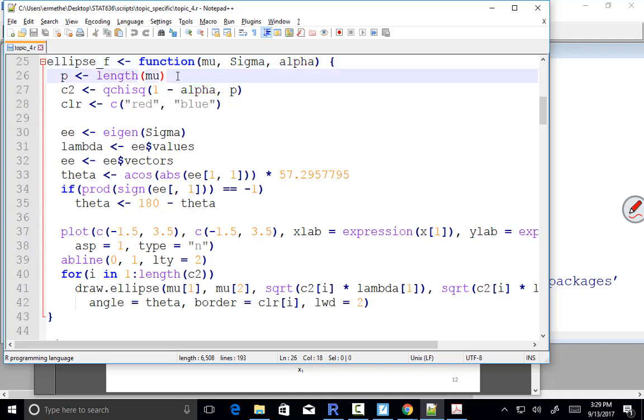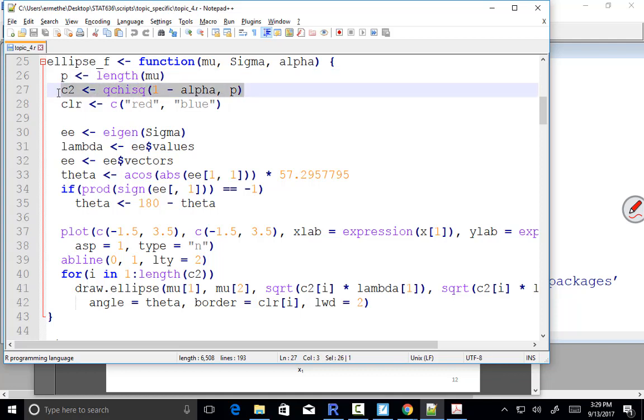So inside my function, I give it mu, a vector, sigma, a p by p matrix, and alpha, a scalar between 0 and 1. I'm going to make sure I know what the dimensions are. I can get that from the length of mu, or the number of rows of sigma, or the number of columns of sigma, multiple ways to do that.